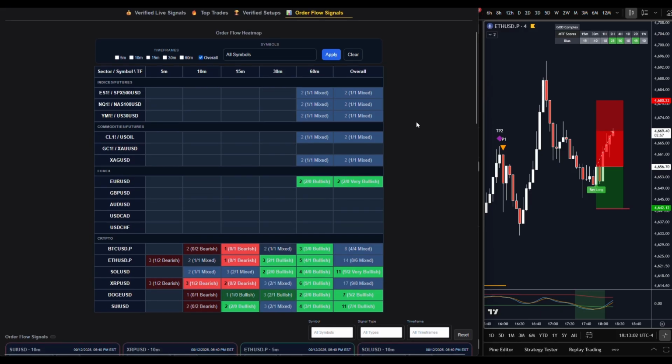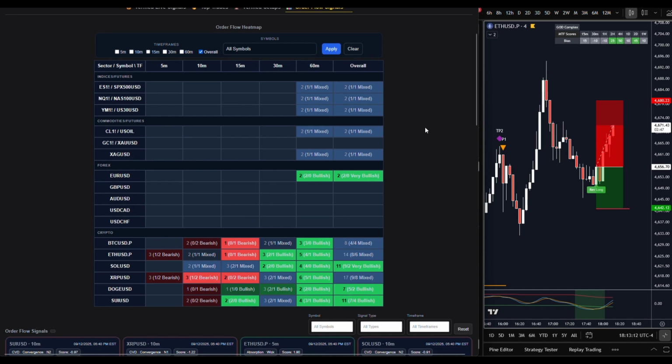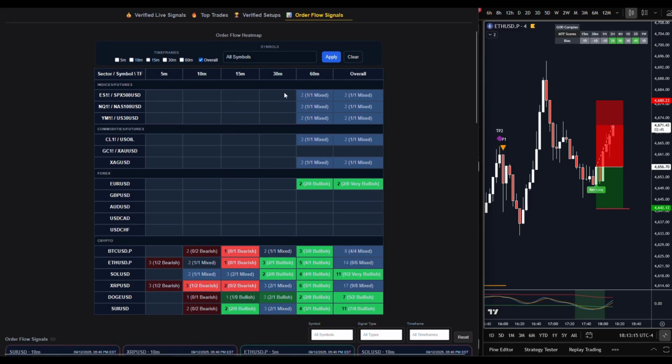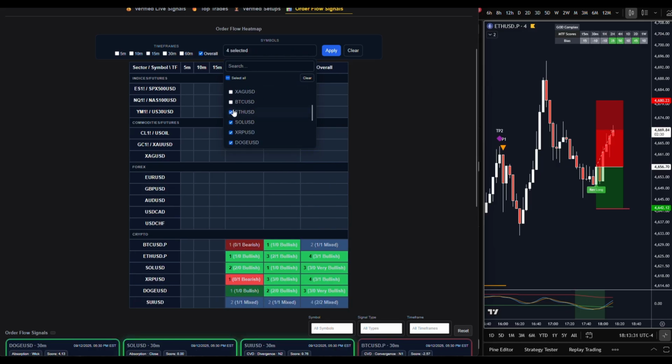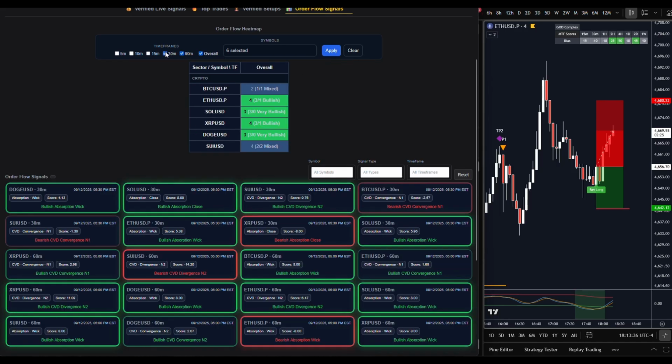Now the most important part is order flow. This is the brand new update. So the order flow signals tab. As you see right now, like I said, the market's closed for Forex commodities futures indices. So crypto is the only one showing. In the top here, you can select the assets. We're just only going to select crypto for now since it's the only ones running. And we'll clean up this table a little bit. Select the time frames you want to see.